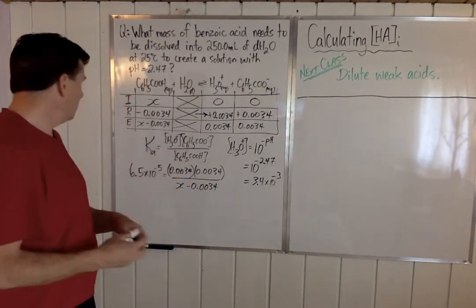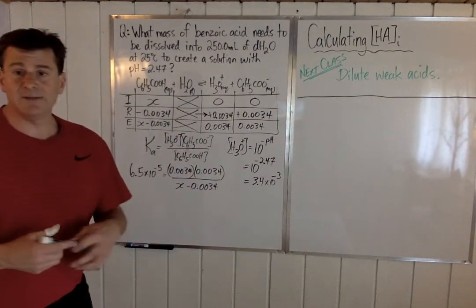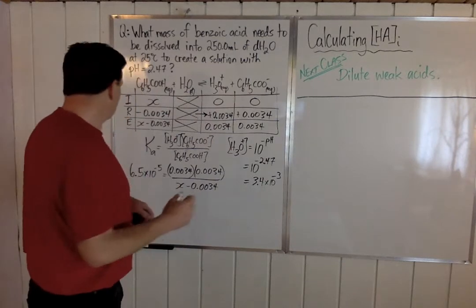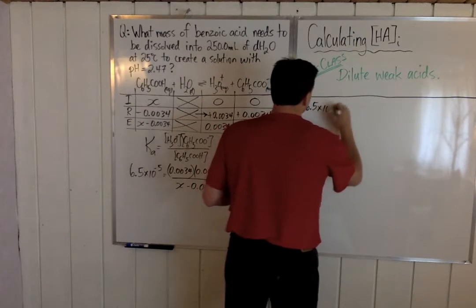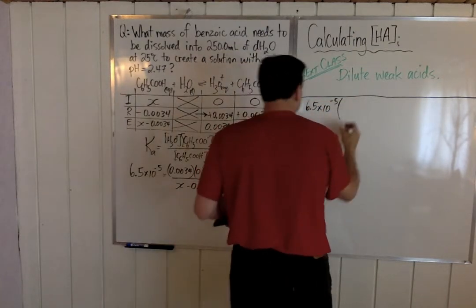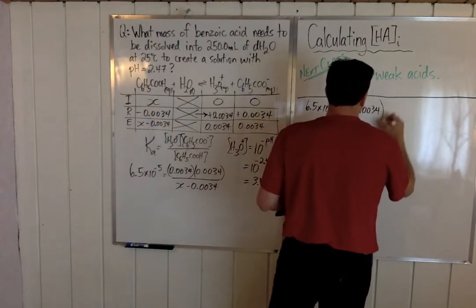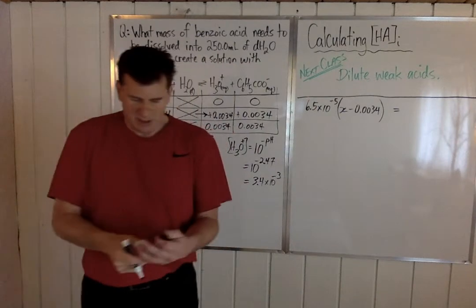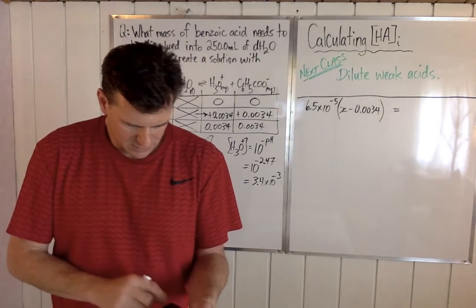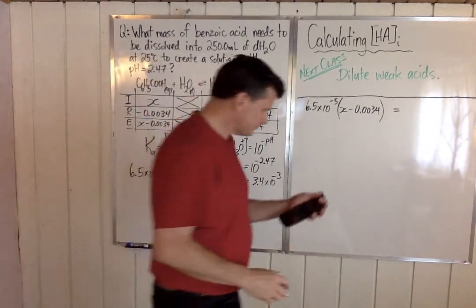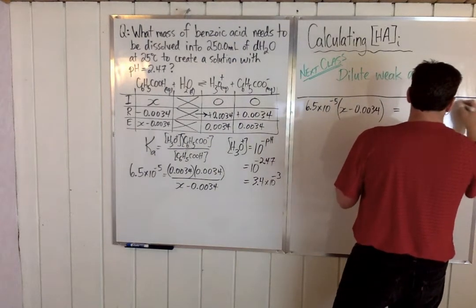Okay? So now I do pull up my calculator, and now I have to do the algebra. So I'm running a little bit out of room, so I'm going to move over to here. So I have 6.5 times 10 to the negative 5 times x minus 0.0034 equals, and I'm just actually going to do 0.0034 squared. And I got 1.156 times 10 to the negative 5.